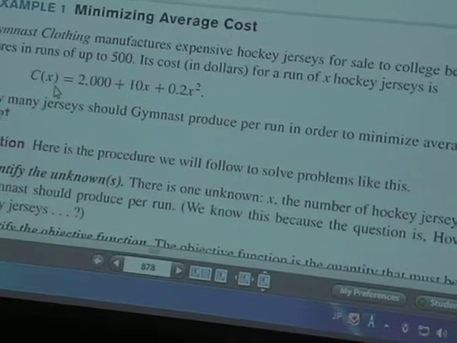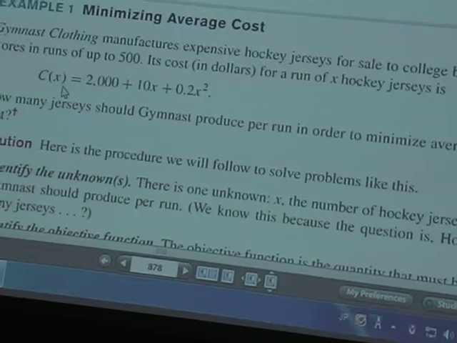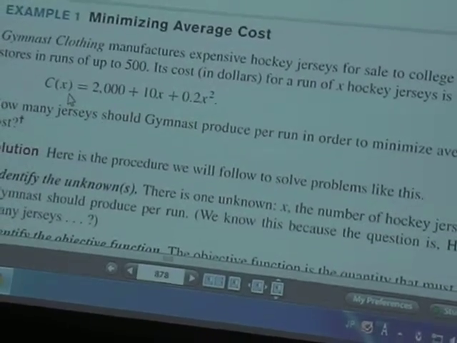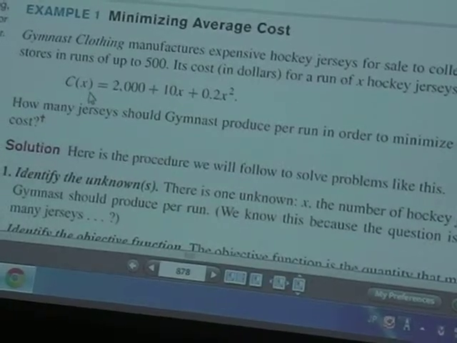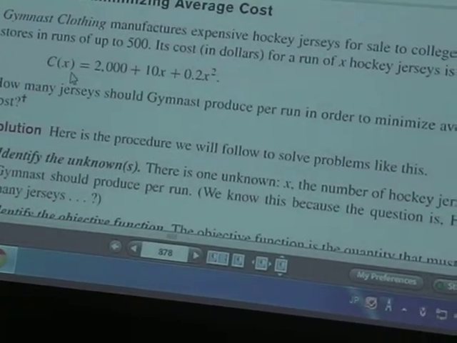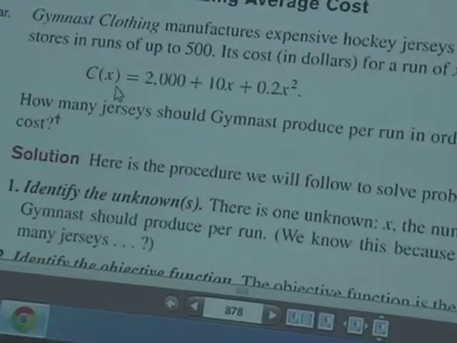So this should be an increasing function, right? If it was decreasing, that would be kind of weird. The total cost getting less would be a little bit unusual, so we don't expect that to be a decreasing function.